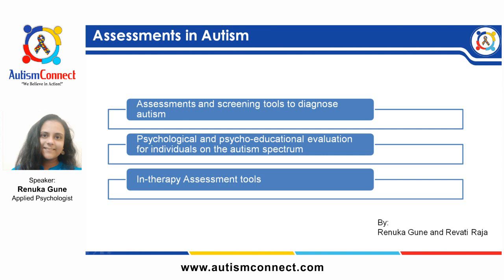The third and the most important part that we are going to be touching upon is in therapy assessment tools, which is the assessment tools and the screenings that we will be doing when the child is in therapy. This is specifically for progress monitoring, but it also helps us understand more about the lags. It helps us understand what would be the preferred way of going about therapy, what are the small changes that can be brought about in therapy, which is extreme about interventions.